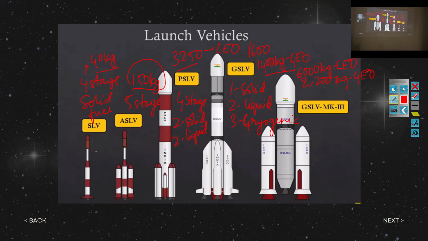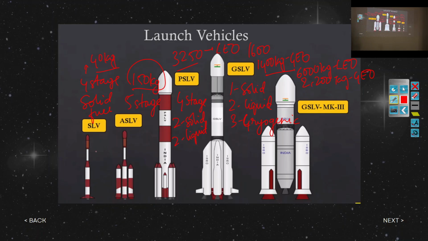So using this GSLV they launched Chandrayaan 2. GSLV was used in Chandrayaan 2. Okay, and then later we built this GSLV Mark 3 which was used in Chandrayaan 3 that was recently launched. Chandrayaan 2 was a failure. It did not soft land on the moon, it crashed in 2019. And in 2023 they launched Chandrayaan 3, and it landed. So they used GSLV Mark 3 in Chandrayaan 3.